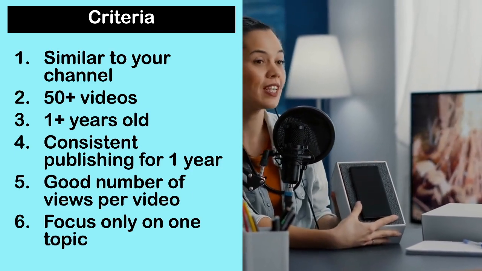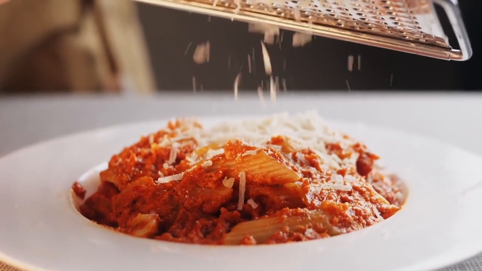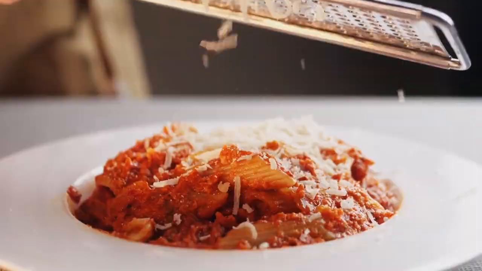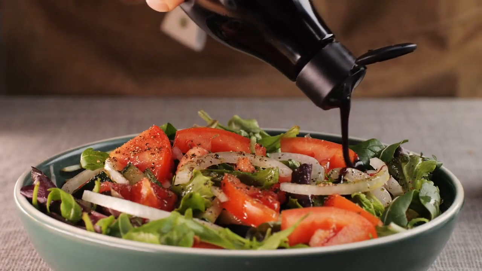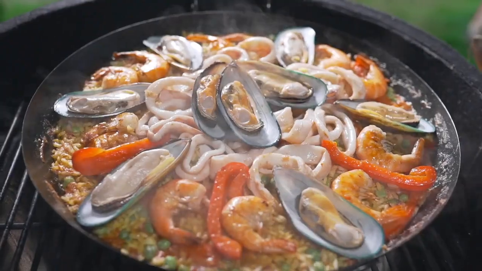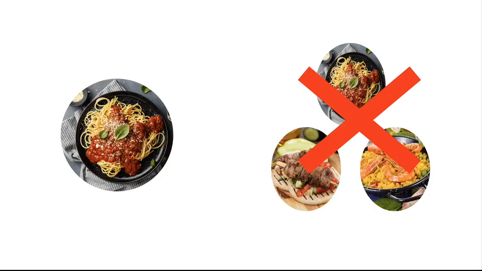only on one topic. For example, if you're going to make a channel about Italian cooking and one of your secondary competitor channels includes Italian, Greek, and Spanish food, then you want to choose a different channel. You want only channels that focus on Italian cooking.